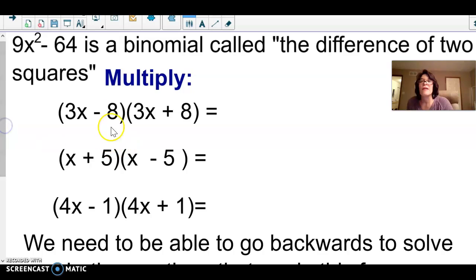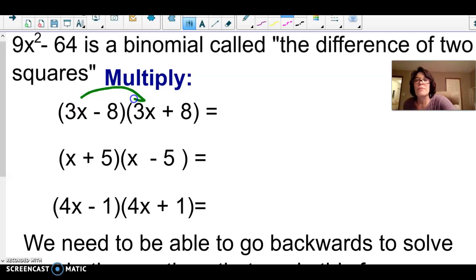Could you do me a favor and multiply 3x minus 8 times 3x plus 8? Go ahead and do that on your piece of paper or in your notes. Also x plus 5 times x minus 5, and 4x minus 1 times 4x plus 1. Pause me and multiply those together. When you come back, I'll do it for you. But please try it on your own first.